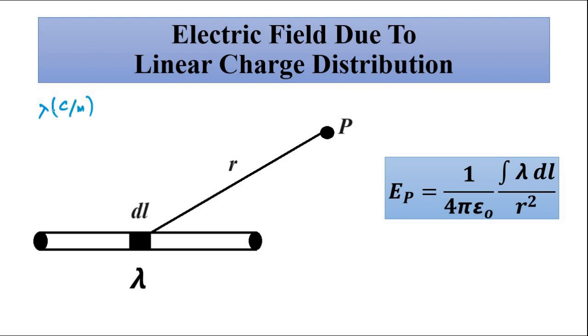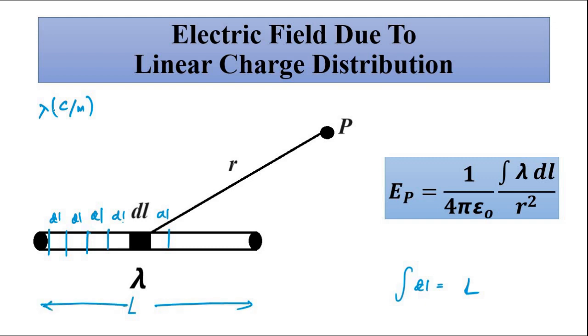This is the linear charge density. So in that case, the electric field at any point P at a distance r from a small element dl is given by 1 by 4 pi epsilon 0 integrating this whole charge, dividing it into small elements dl, dl, dl like this, and then we get the total length L, and then we multiply it with the linear charge density.